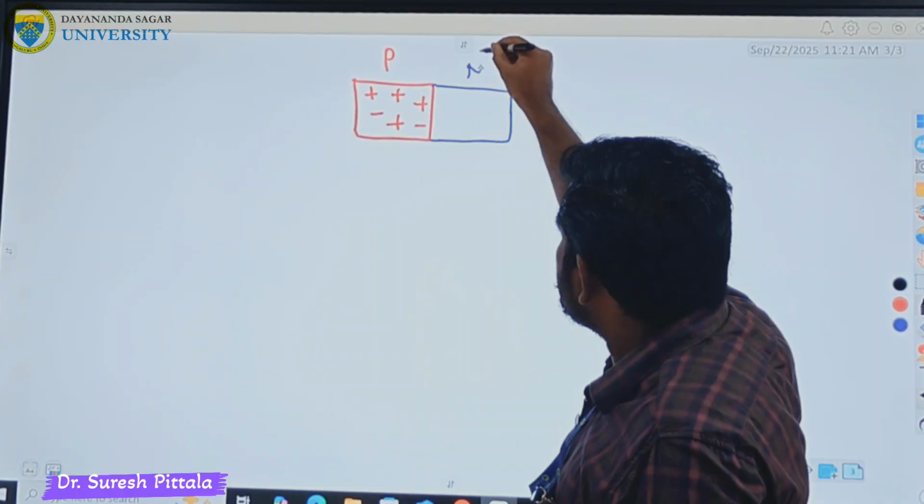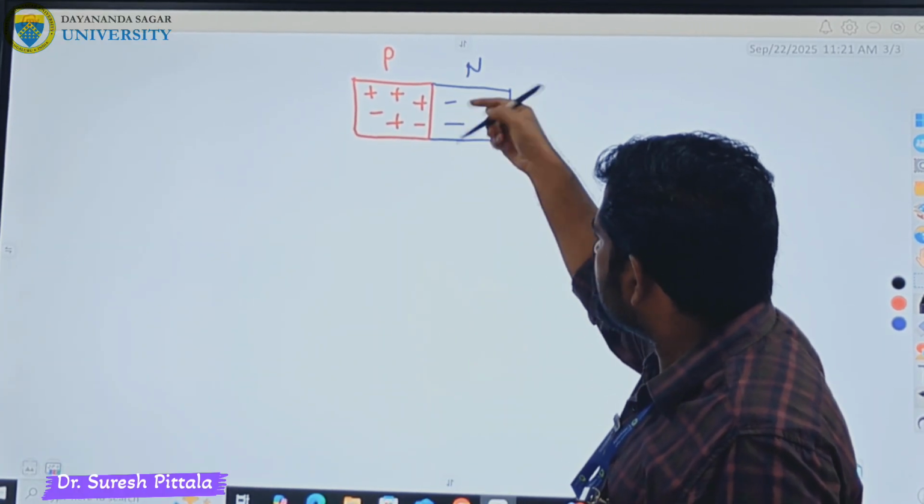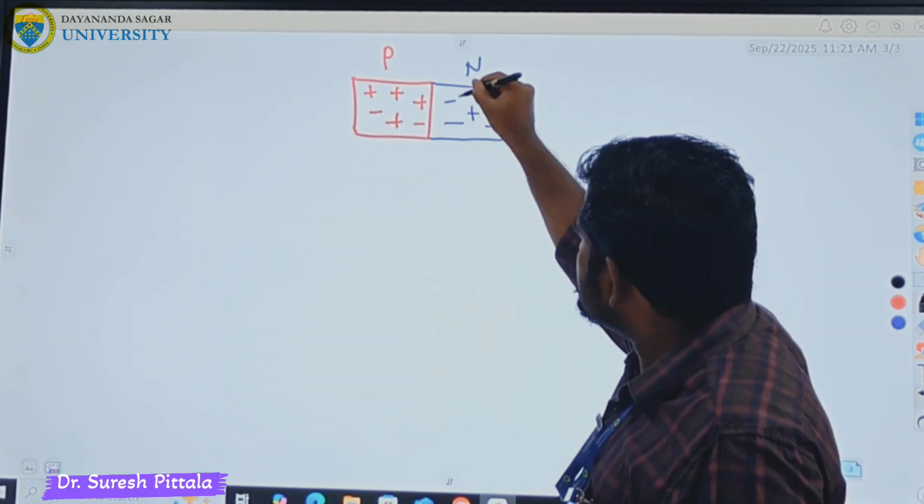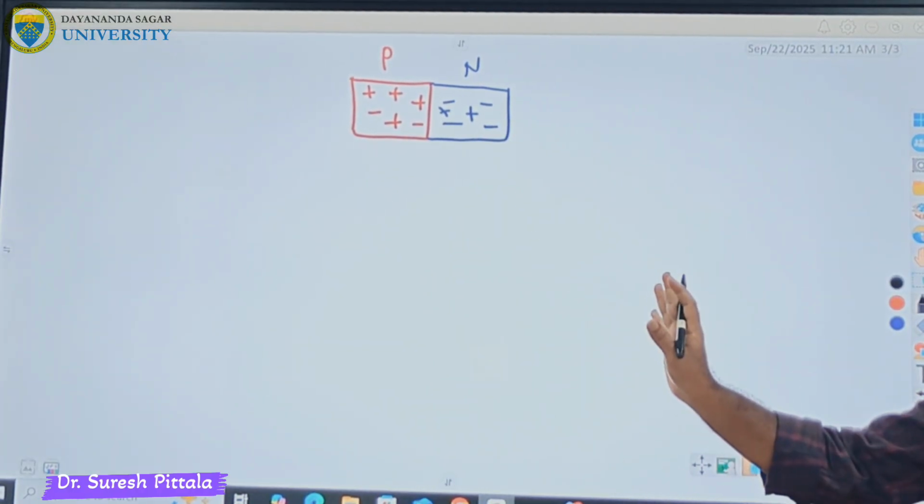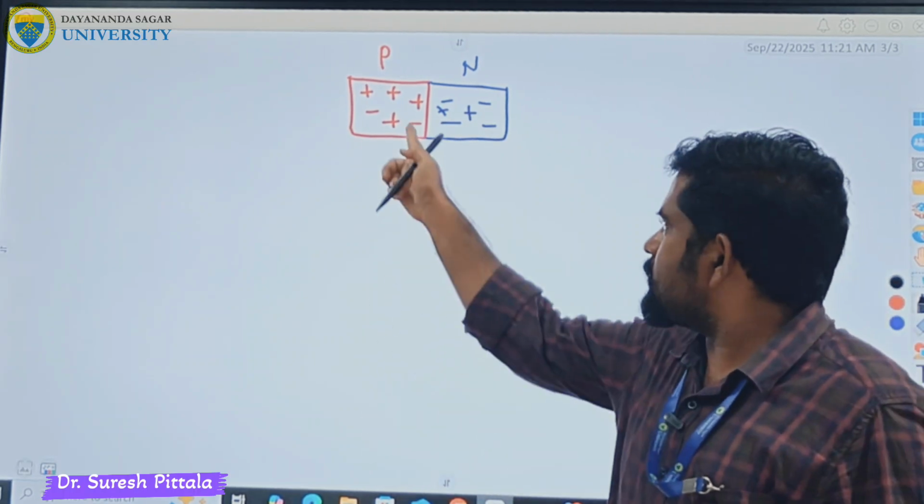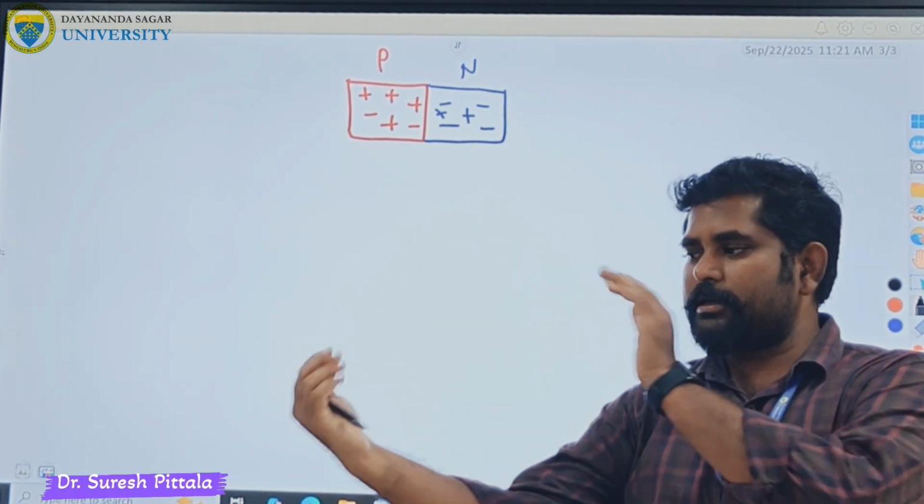If this is my N type, it has more number of electrons. How many? Four. Okay. Minority has accepted. So a diode is nothing but two terminals. Now both of them are sandwiched together like this. That's what we are doing. Take P, take N, sandwich.